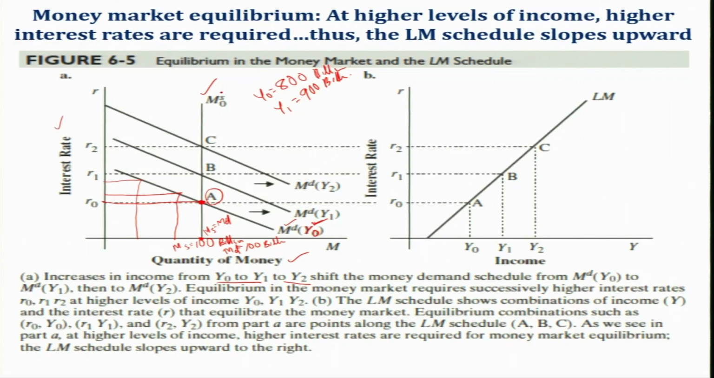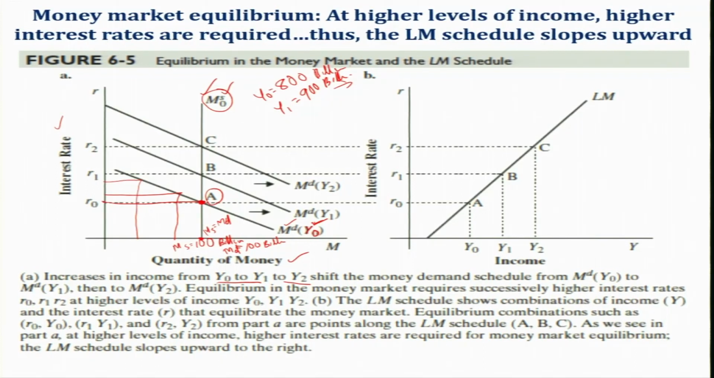Here our assumption is that MS is already fixed. In order to transact this 900 billion of goods and services in real terms, they need more money for transaction purposes. As a result, they will be demanding more money. Their total assets are money and bonds, so when the demand for money increases, the demand for bonds decreases.